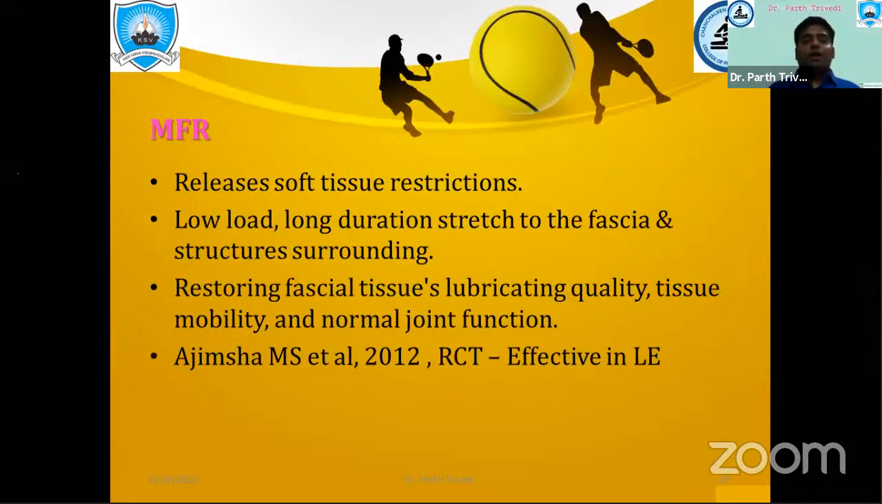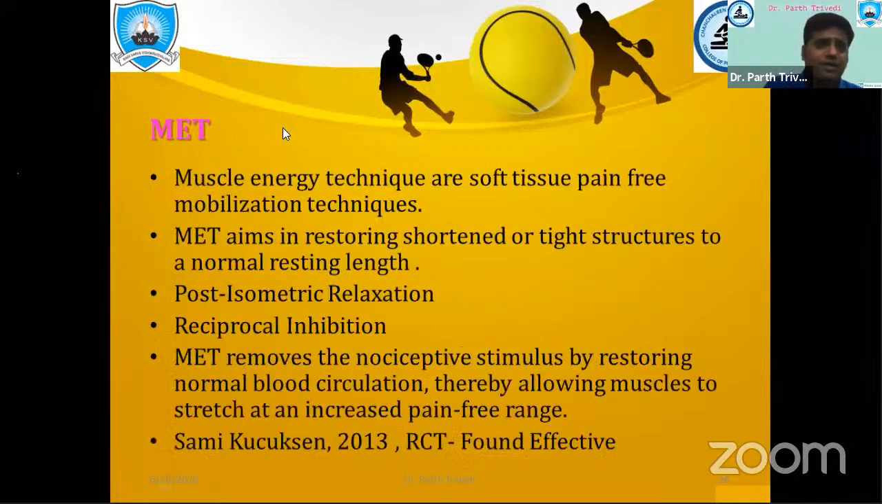Soft tissue release, MFR. MFR is focused on giving long stretches with low load to specific fascia components, releasing the fascia, thereby improving the vascularity and the flexibility of the muscle. In 2012, an RCT says that it is effective. Yes, definitely MFR is effective. MFR is generally given at three levels: one at the epicondyle level, another at the forearm level, and third at the wrist insertion level. When you give MFR at these three specific levels, you definitely get results.